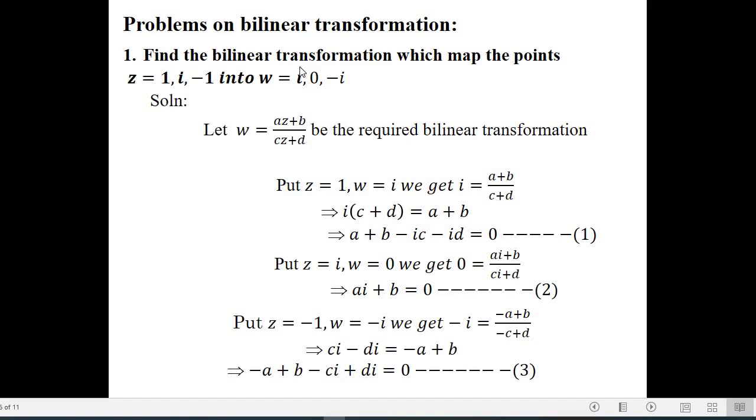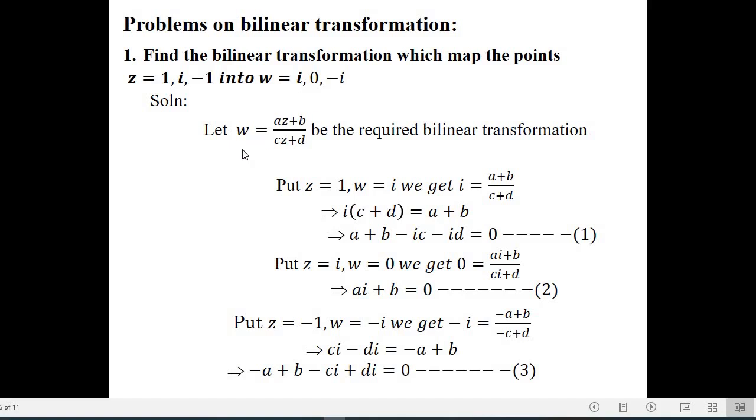First one: find the bilinear transformation which maps the points z equal to 1, i, minus 1 into w equal to i, 0, minus i. So we find the bilinear transformation which maps these points, that is, the image of 1 is i, image of i is 0, image of minus 1 is minus i under the bilinear transformation. We have to find out that bilinear transformation by using these given points.